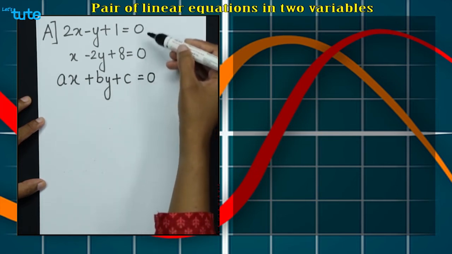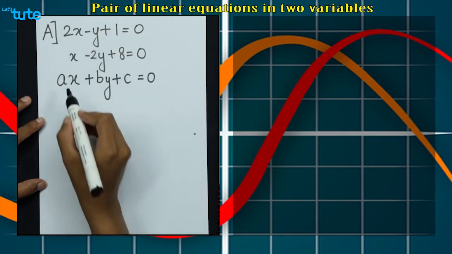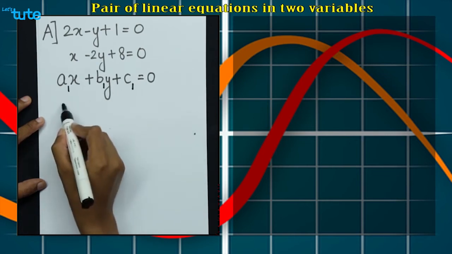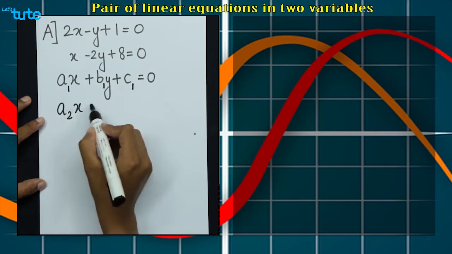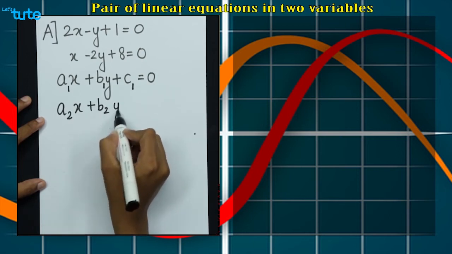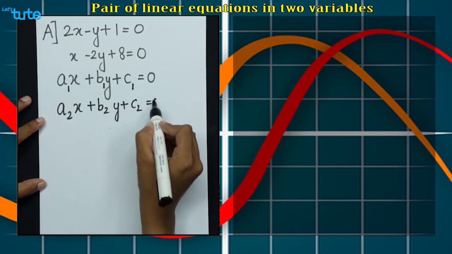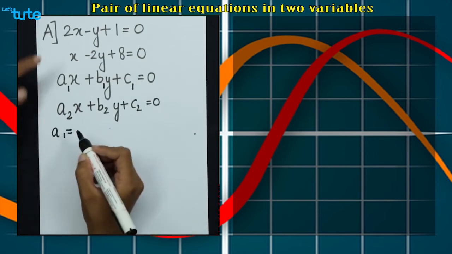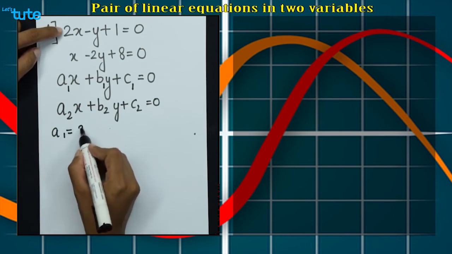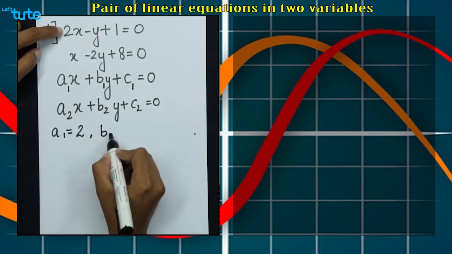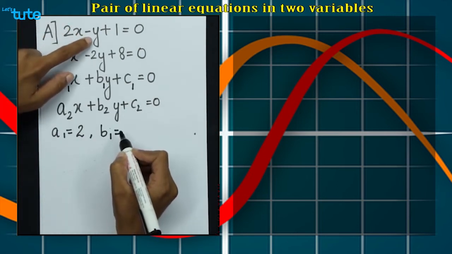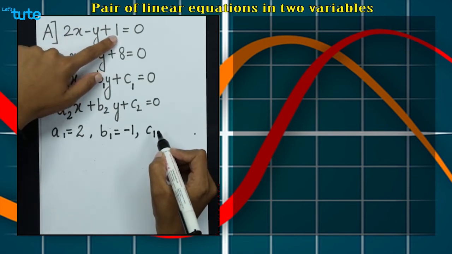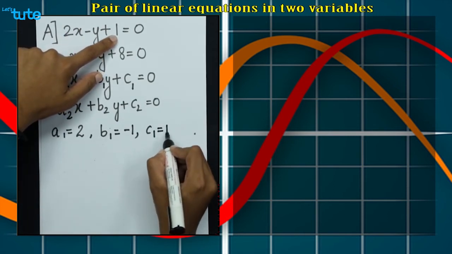As we have two equations with two different coefficient sets, the first equation can be called a1x plus b1y plus c1. The second can be called a2x plus b2y plus c2 equals 0. Comparing the coefficients, we obtain a1, that is the coefficient of x in the first equation, equals 2, b1, that is the coefficient of y in the first equation, equals minus 1, and c1, the constant term, is equal to 1.